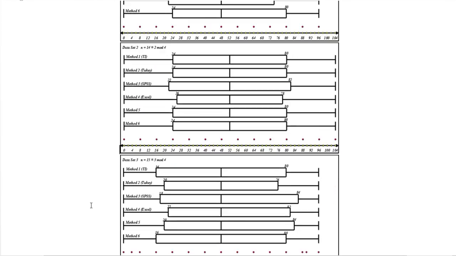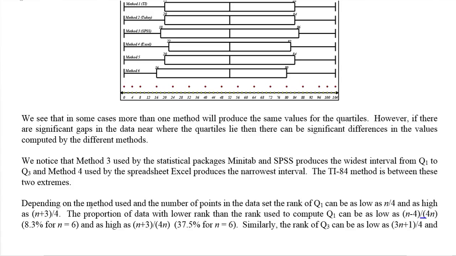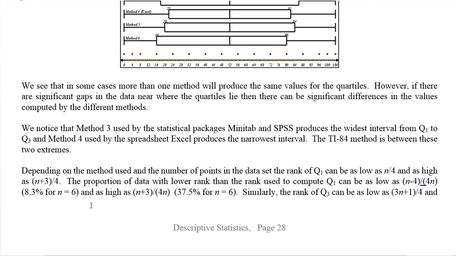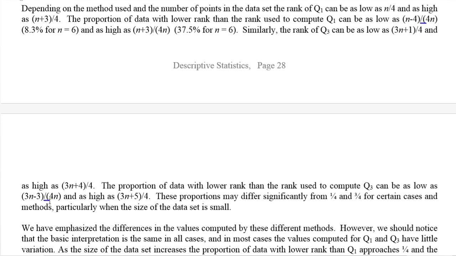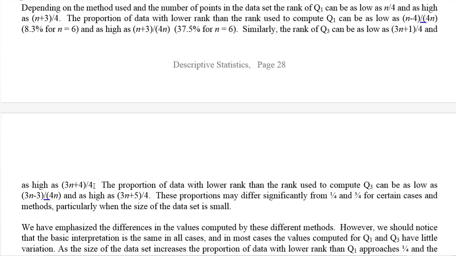But again, those things are approximations. Now, depending on which method is used and the number of points in the data set, the rank of Q1 can be as low as n over 4 and as high as n plus 3 over 4. And the proportion of data with a lower rank than the rank used to compute Q1 could be as low as n minus 4 over 4n, or as high as n plus 3 over 4n. And the rank of Q3 can be as low as 3n plus 1 over 4, and as high as 3n plus 4 over 4.